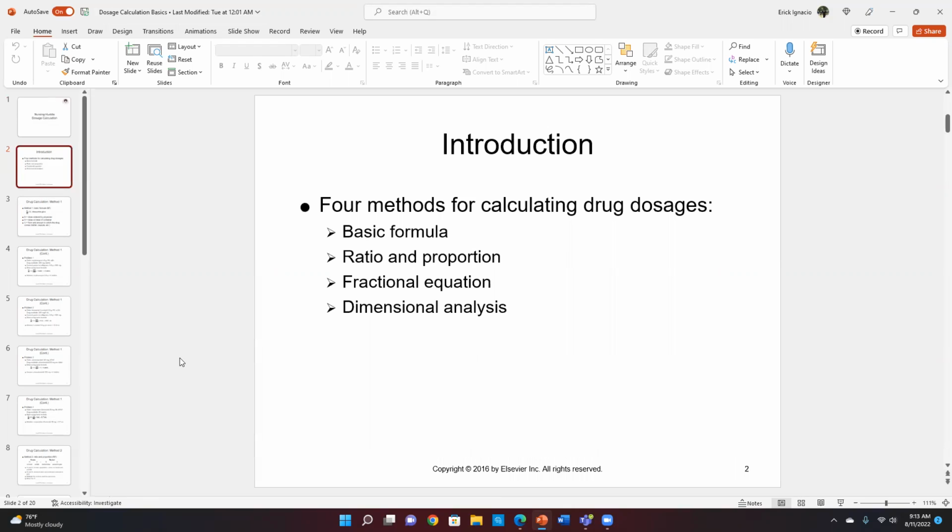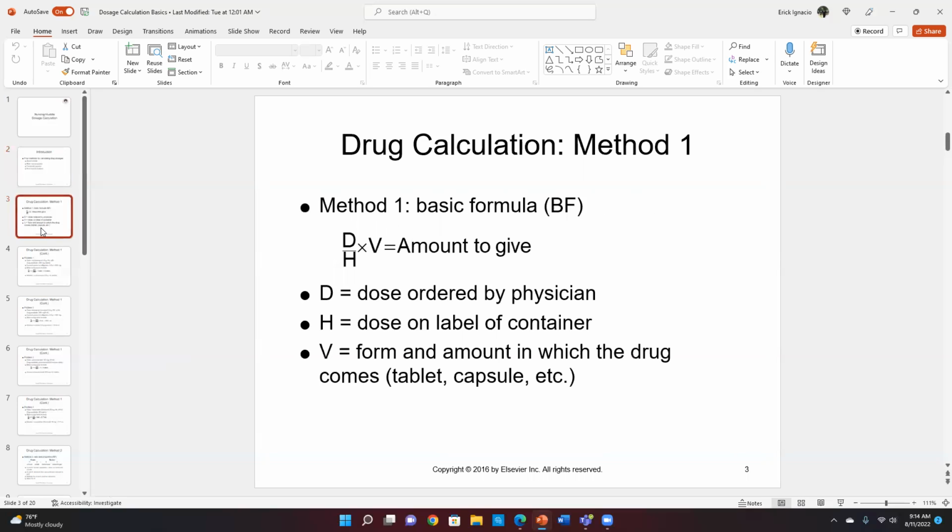Math is going to be something that can be perceived in different ways by different people. So choose the way that works best for you and then stick with it. So let's just jump right into our basic formula. That's going to be method 1.